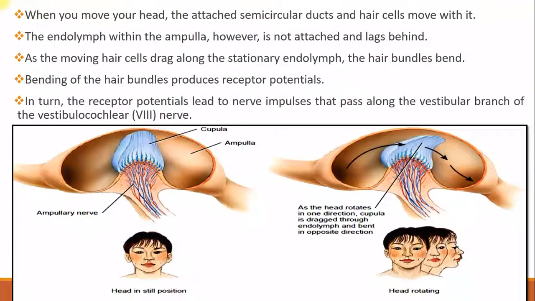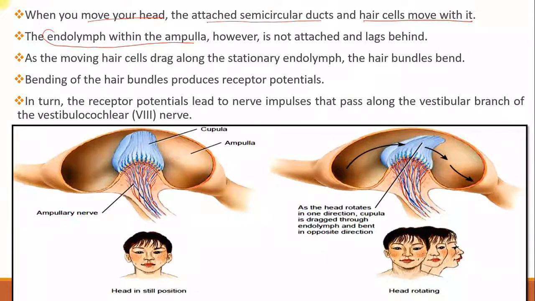So what is dynamic equilibrium? It detects rotational movement. When we move our head, the attached semicircular ducts and hair cells also move with it. The endolymph present within the ampulla is not attached and it lags behind. As the hair cells move, they drag along the stationary endolymph, and the hair bundles bend.